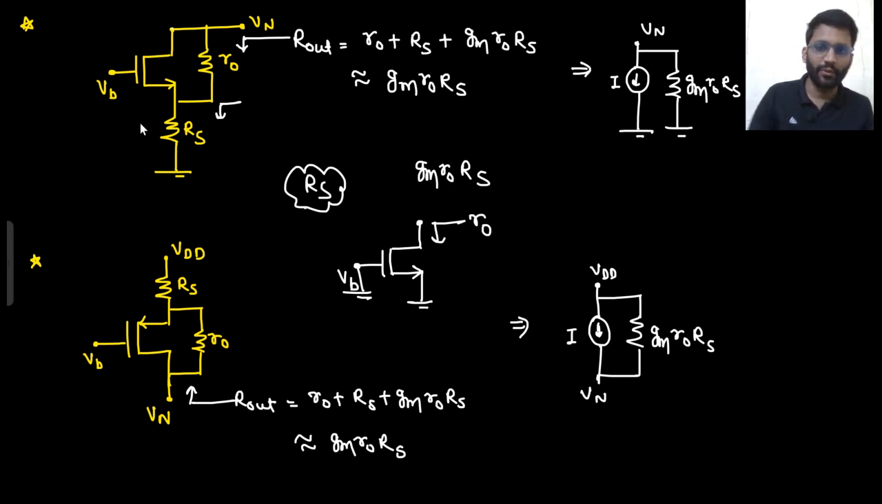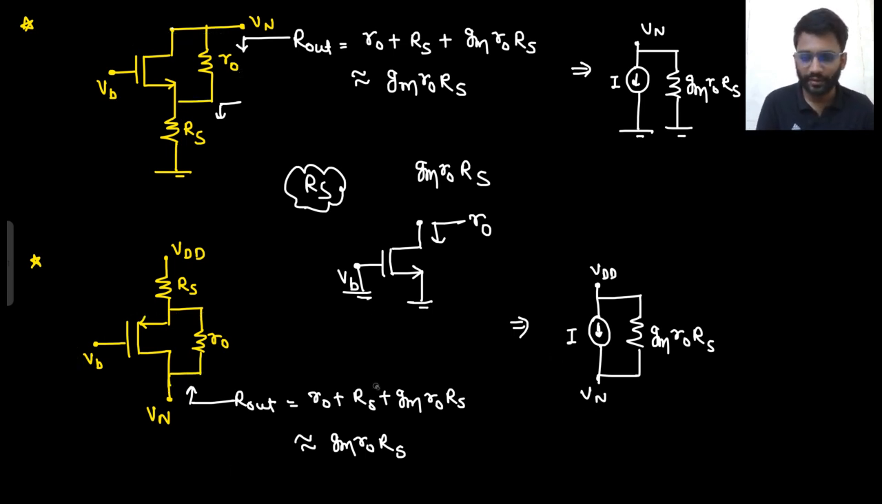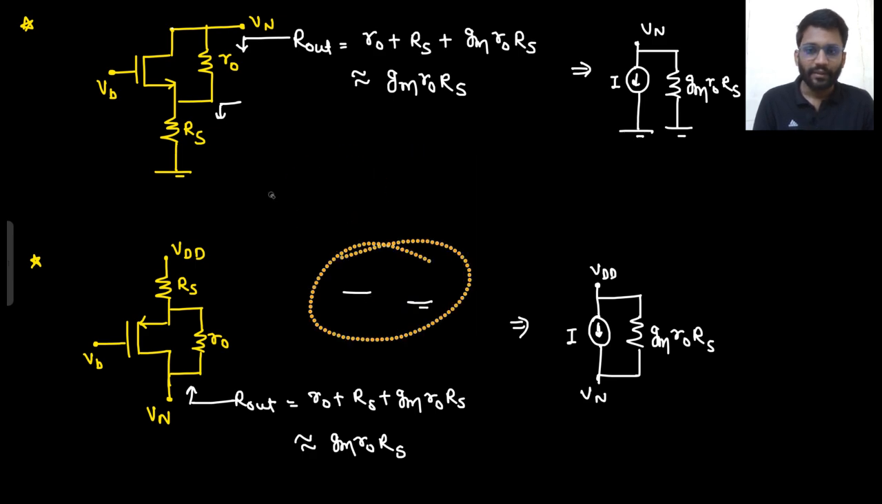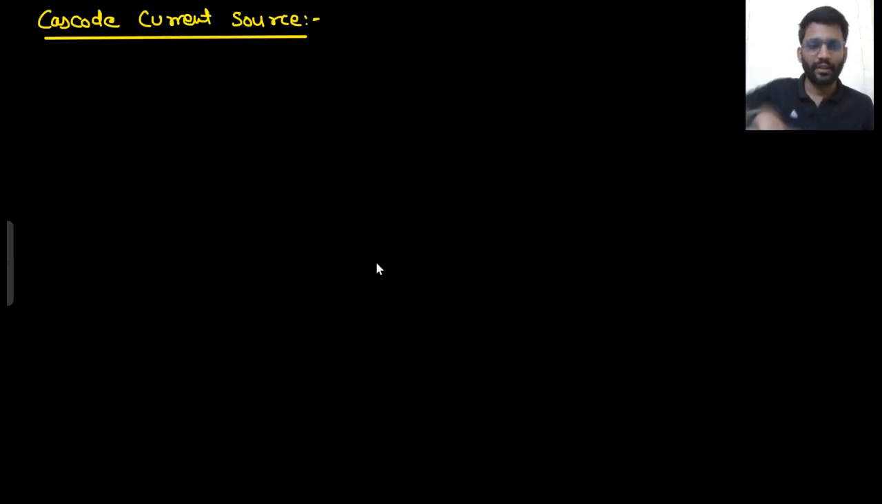So this is what we are going to do. We are keeping this as it is. This also as it is. We will just replace this Rs. We will replace this Rs by using a MOS. Right? And this gives rise to our cascode current source.